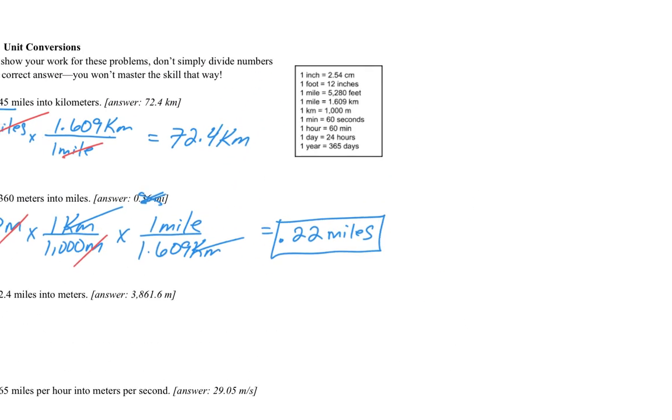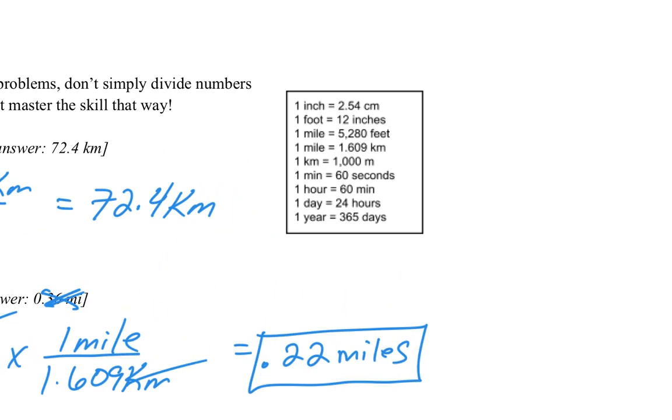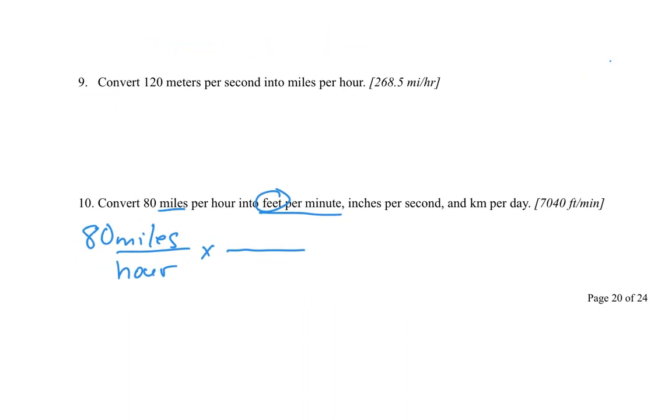So let's look back up at our table here. Do we have a conversion from miles to feet? Well, we sure do. 1 mile is 5,280 feet. So I can go back down here, and I can put in 1 mile is 5,280 feet. Now notice miles on top, miles on bottom. Now I'm left with feet per hour. Well, I'm close. I wanted feet per minute.